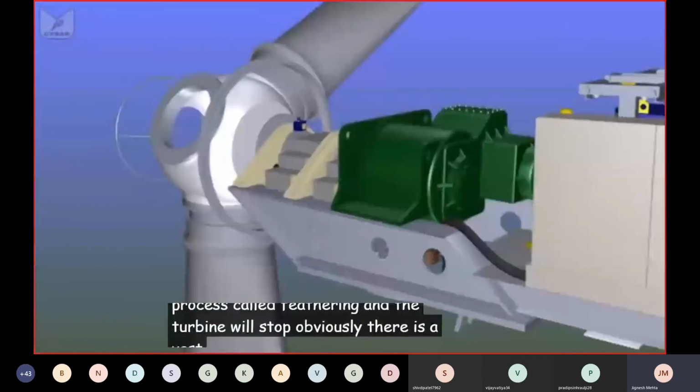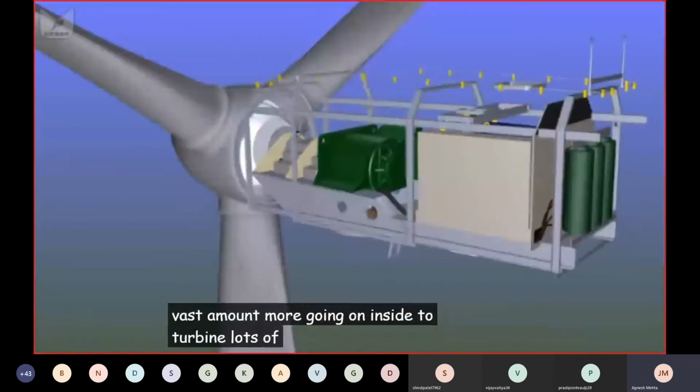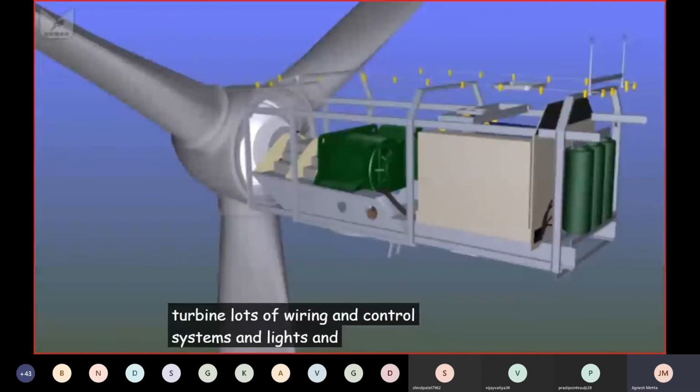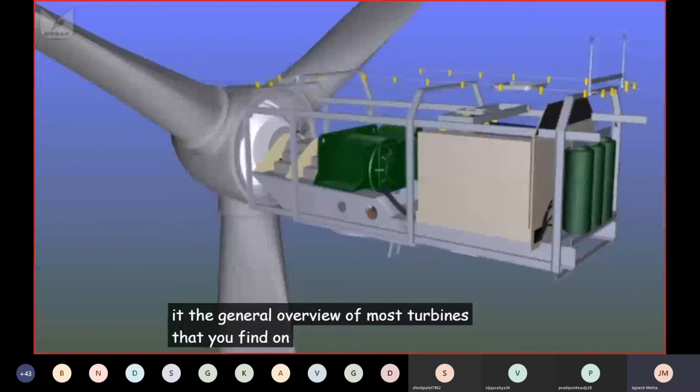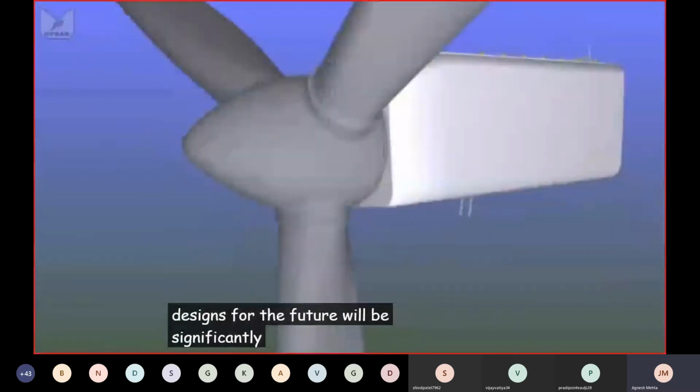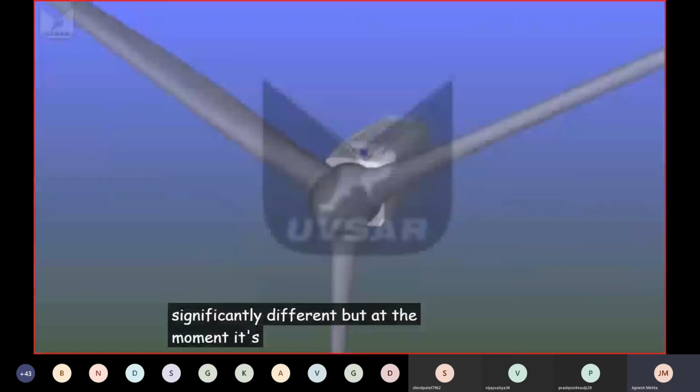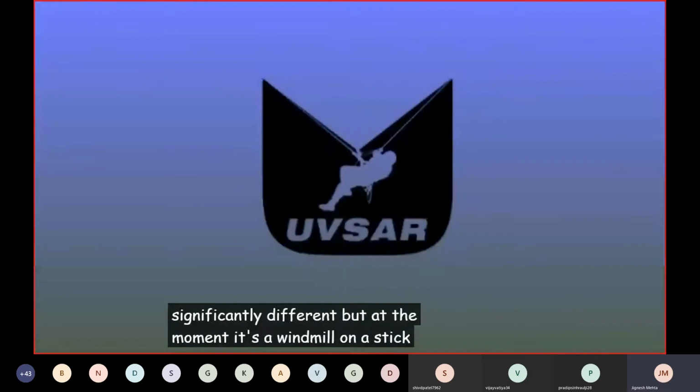Obviously there is a vast amount more going on inside a turbine, lots of wiring and control systems and lights and sensors and fire extinguishers, etc. But that is basically it, the general overview of most turbines that you find on wind farms today. Designs for the future will be significantly different, but at the moment it's a windmill on a stick.